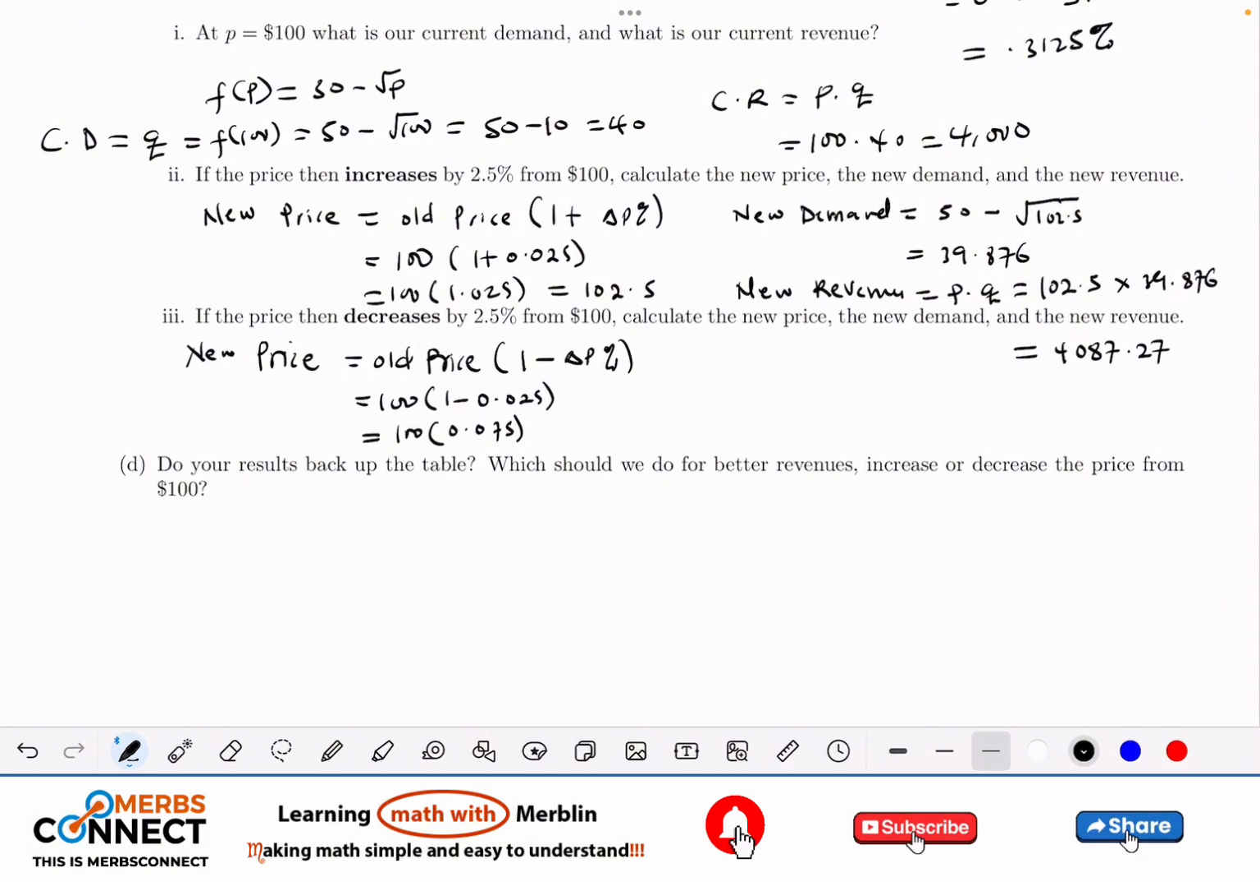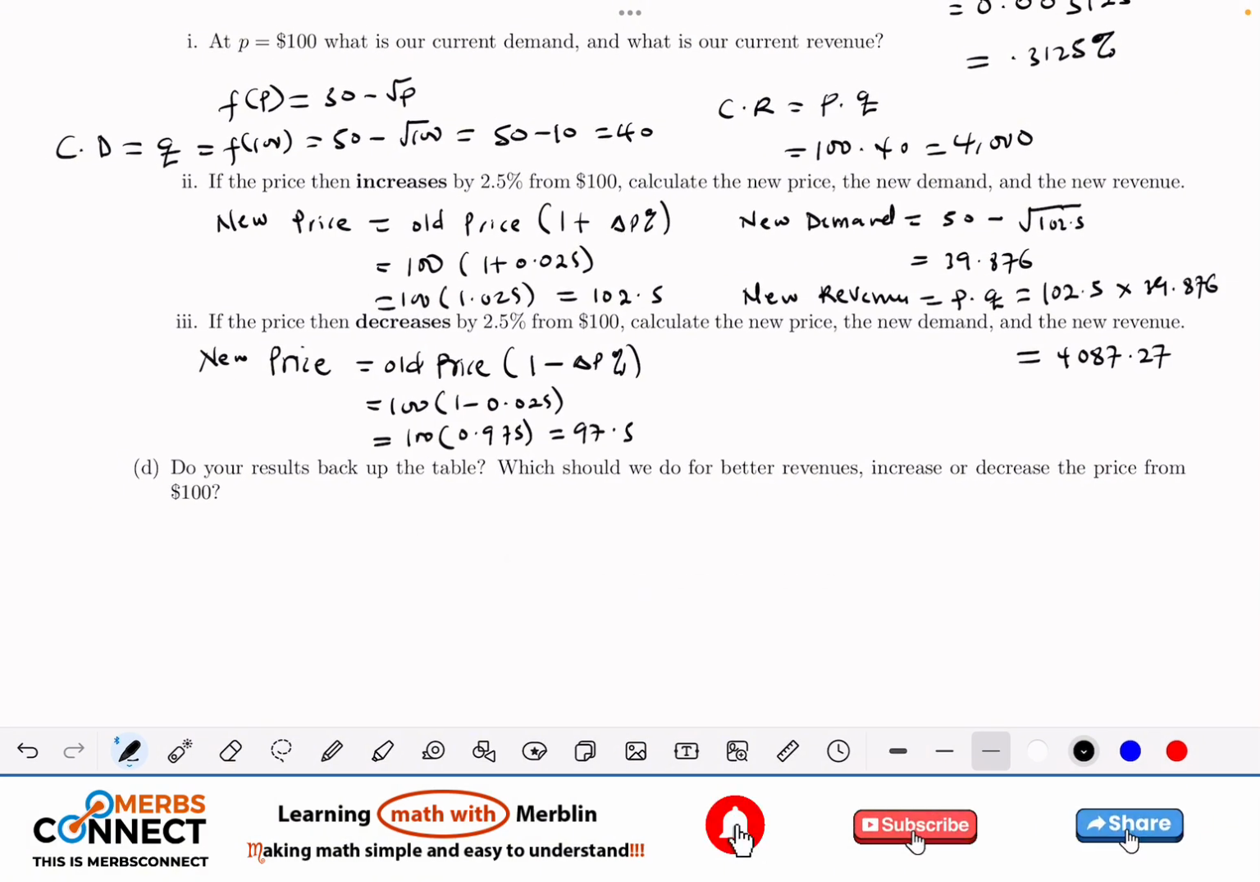So when I subtract this one, I need to get something like 0.075, right? 975. So when I do that and multiply it by 100, I need to have something like 97.5. Yes. So this is what I'm going to get for the new price when it is decreasing, right? So you see that the price has decreased.